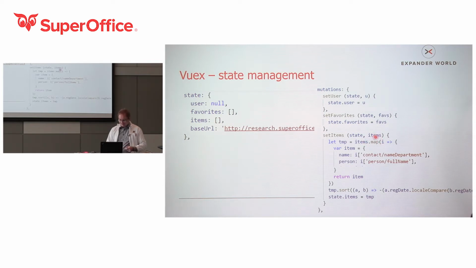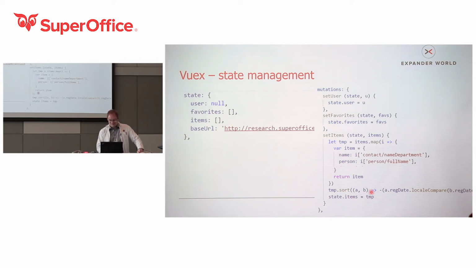And then for the items, what we're getting in is the result from an archive provider. So it has a bunch of complex names like contact/name department. They're long and they don't map nicely to simple property names. They're not valid JavaScript names; you can't have a variable with a slash in the middle of the name. So we have this little map function that maps them from the archive provider to a simpler JavaScript object. That's all this is doing.